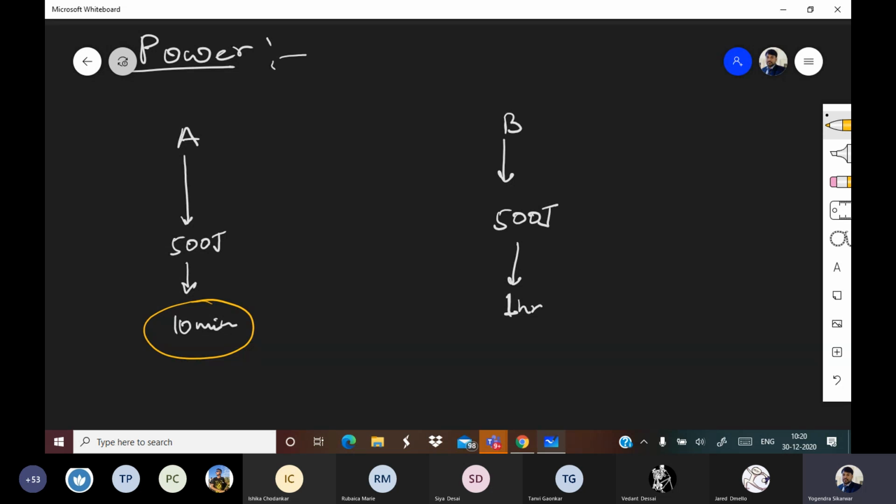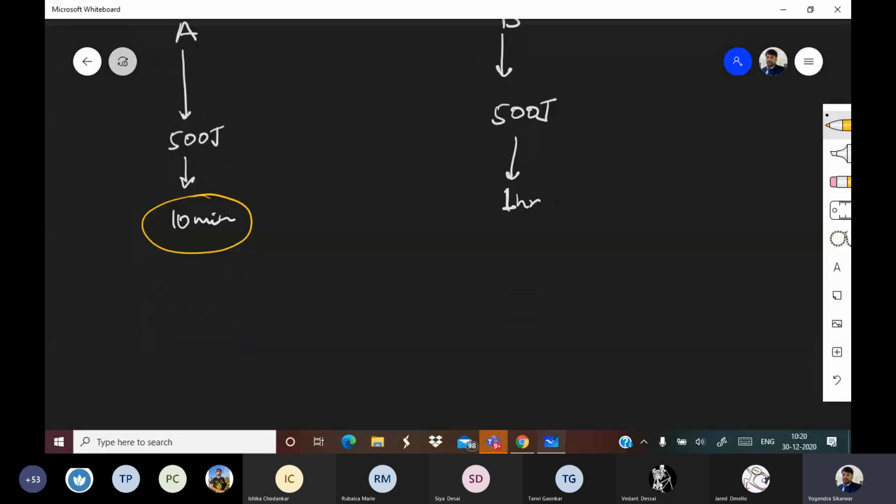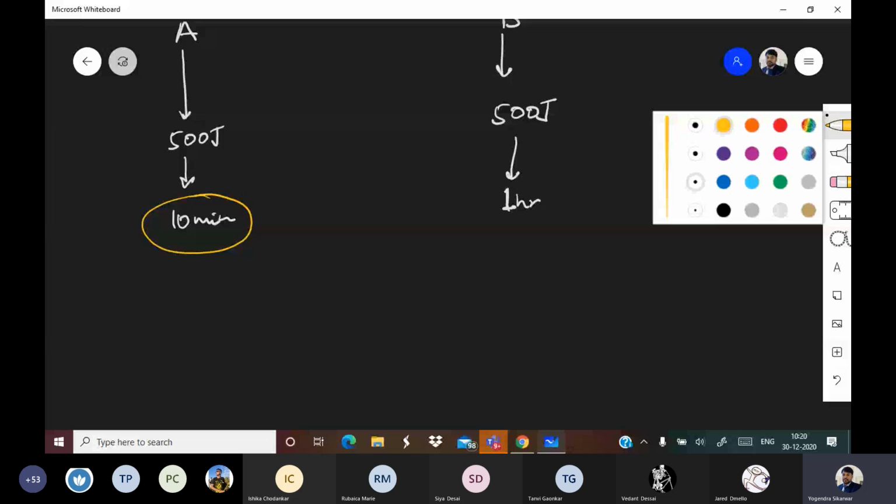So to bring this into the picture, we are going to involve time, and to involve time, we have to talk about one new physical quantity, and that physical quantity is called power. So what exactly is power? Please note. Rate of doing work is called power.